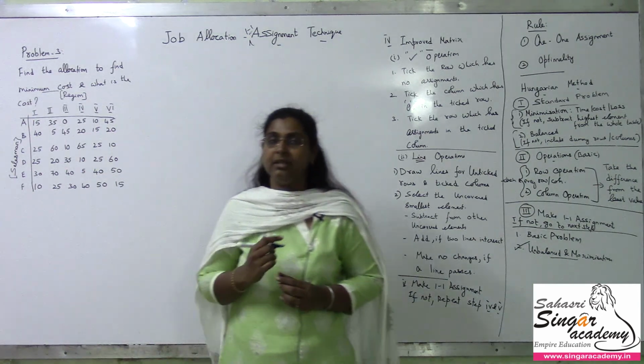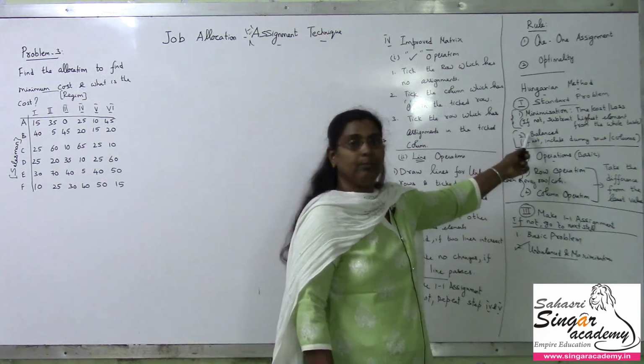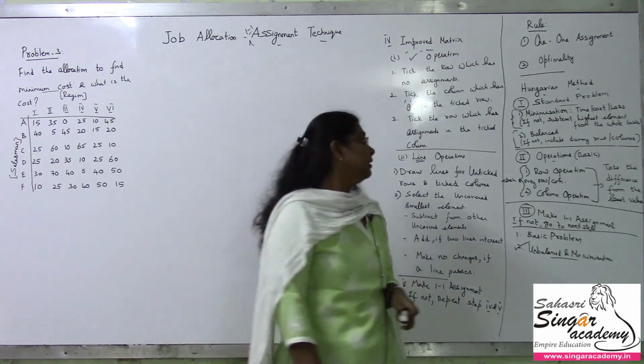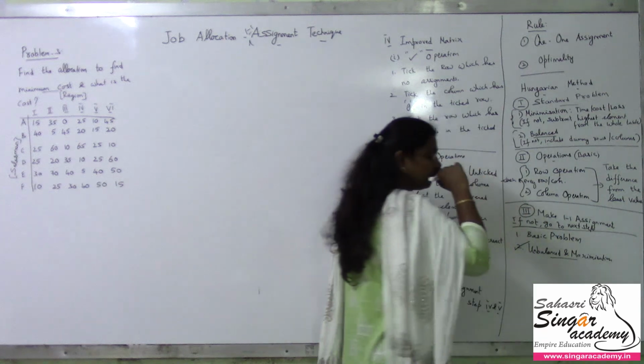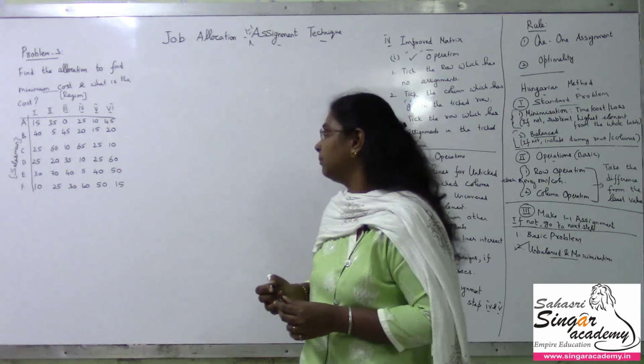First step is to check whether this is a standard problem. So, standard problem check: minimization, yes, it's talking about the cost, so it's a minimization problem. Next you have to check whether it's a balanced one. Yes, it's a balanced problem because 6 salesmen and 6 regions are here.